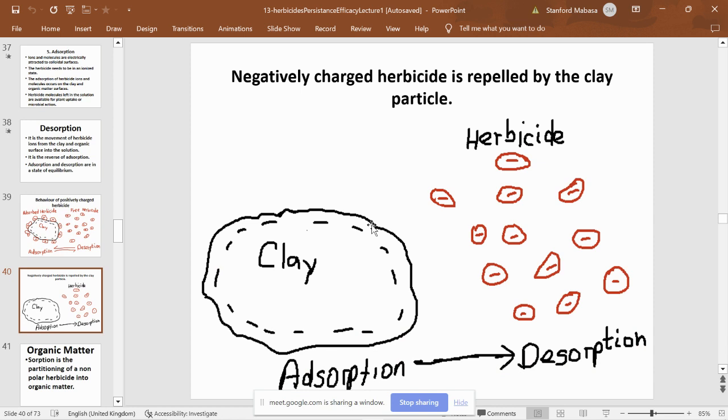Now, if you have the herbicide which is negatively charged, it is going to be repelled by the clay mineral and it will be lost. So there will always be desorption. I think Barneville could be an example. We may have to check this. That's why it is easily lost in the soil.